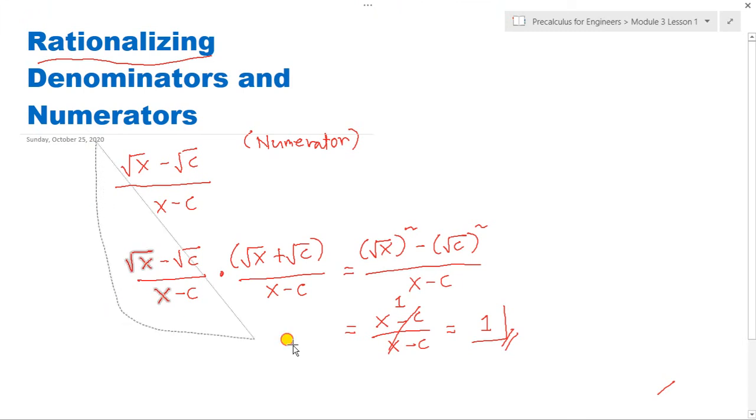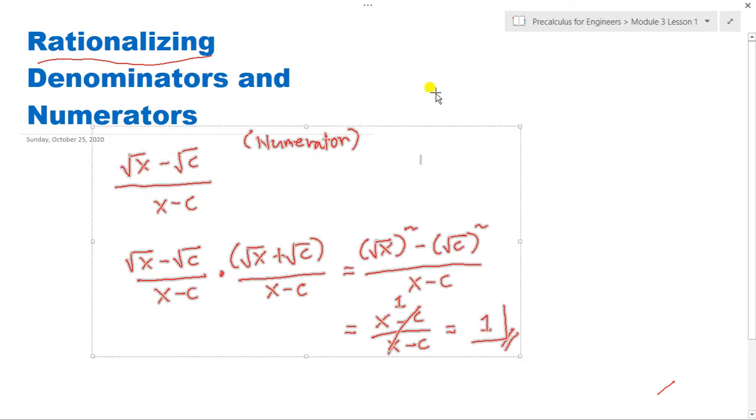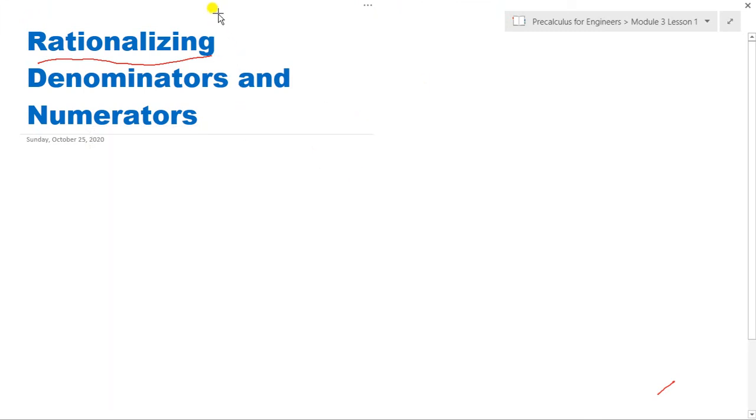Okay. So, we have another example. Okay, para dyan ma-practice mo. So, let's try this. We have 5 over square root of 2 minus 1.